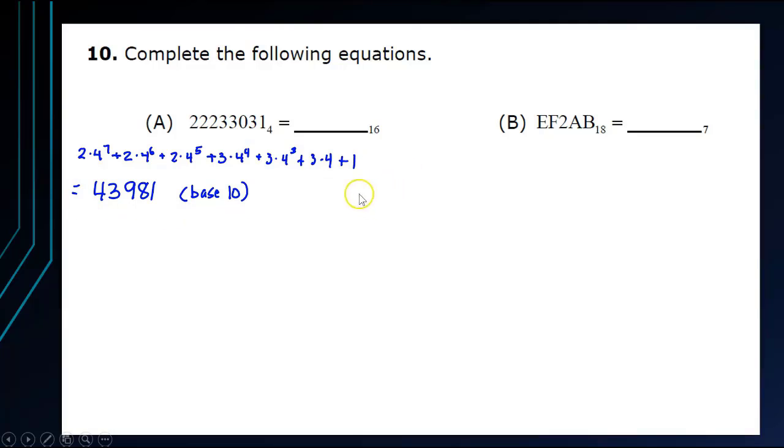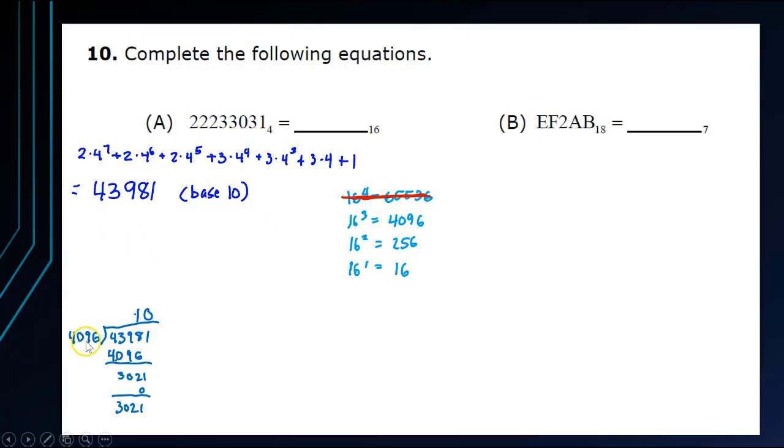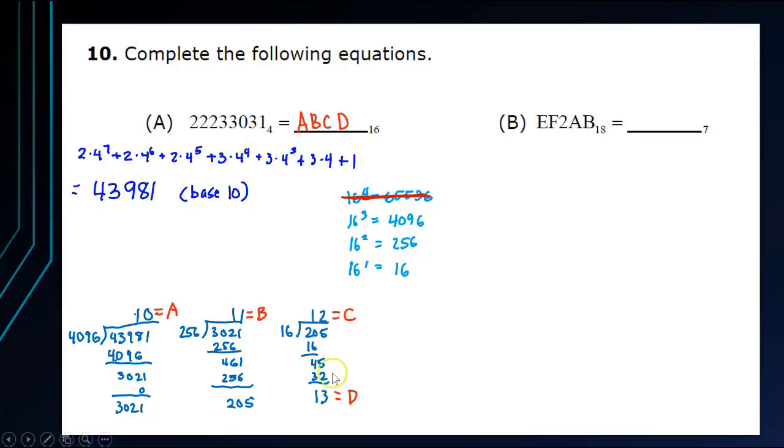And now I want to take this base 10 number, and I want to convert it to base 16. So now I have to be aware of my powers of 16. 16 to the 4th power is a bit too big, and so I start dividing by 16 cubed. So dividing this by 4096, I get 10 with the remainder of 3021. I take that and divide it by 256, I get 11 with the remainder of 205. I take 205 divided by 16. I get 12, the remainder of 13. And then this remainder would be divided by 1, which would just give me 13 again. So, which means that it's basically equal to A, B, C, D in base 16.